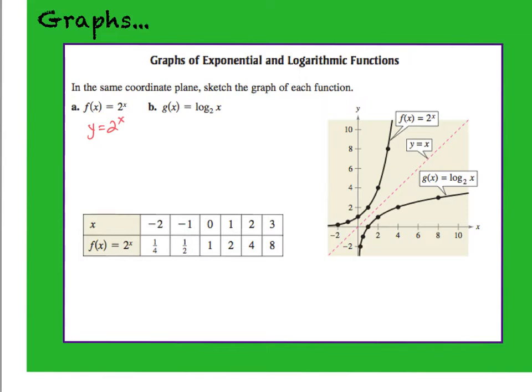Not just 1, but 0, 1. Remember, they're going to cross the y-axis at 1, so it's going to cross at 0, 1. And they actually have a horizontal asymptote at y equals 0. So we already know that for exponentials. Remember graphing those?